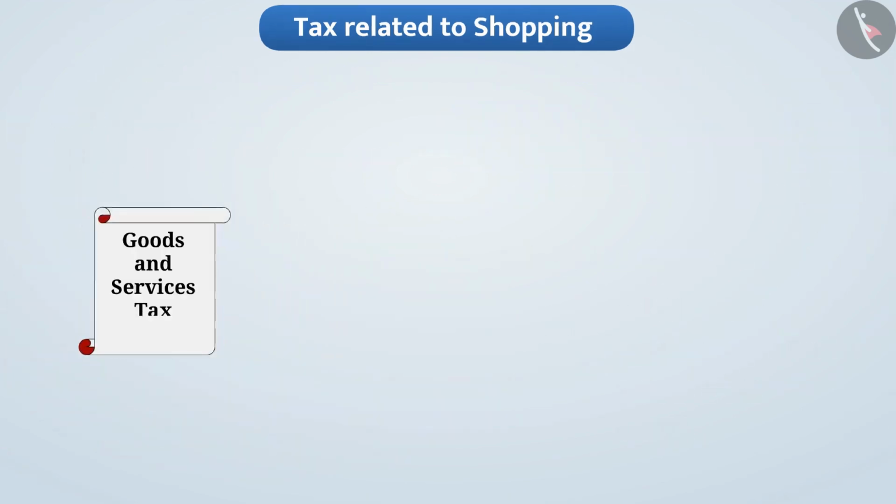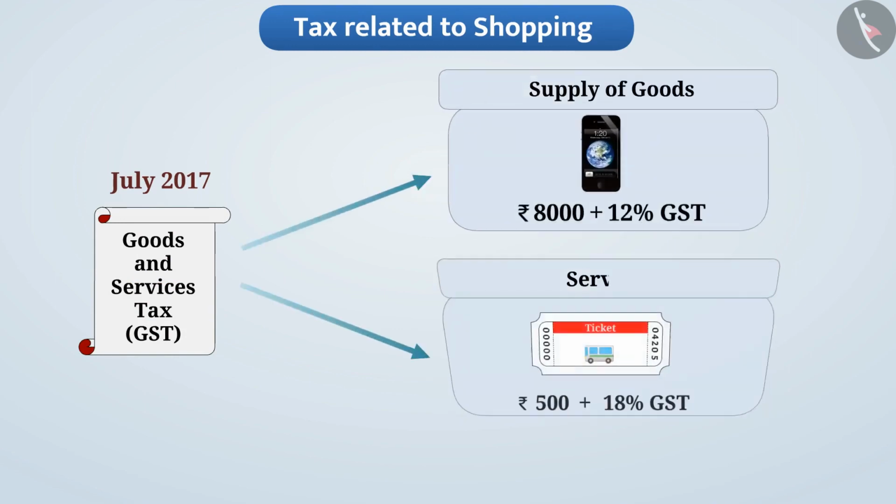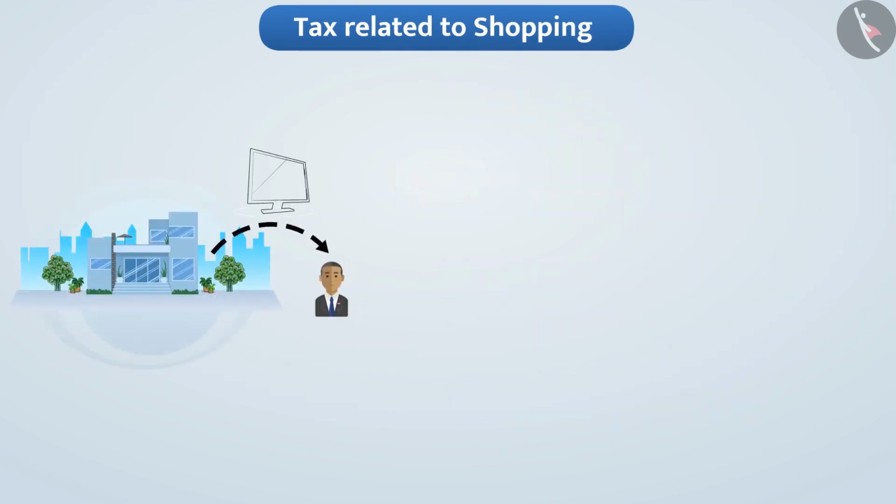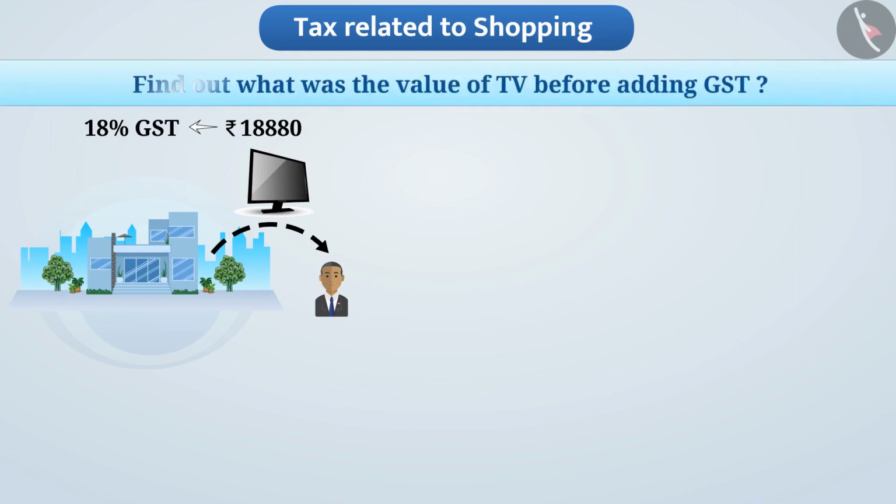The Government of India has implemented Goods and Services Tax or GST from July 2017. This tax is levied on the supply of goods or services or both. Suppose a shopkeeper sold a TV for rupees 18,880, which included 18% GST. Find out what was the value of the TV before adding GST.